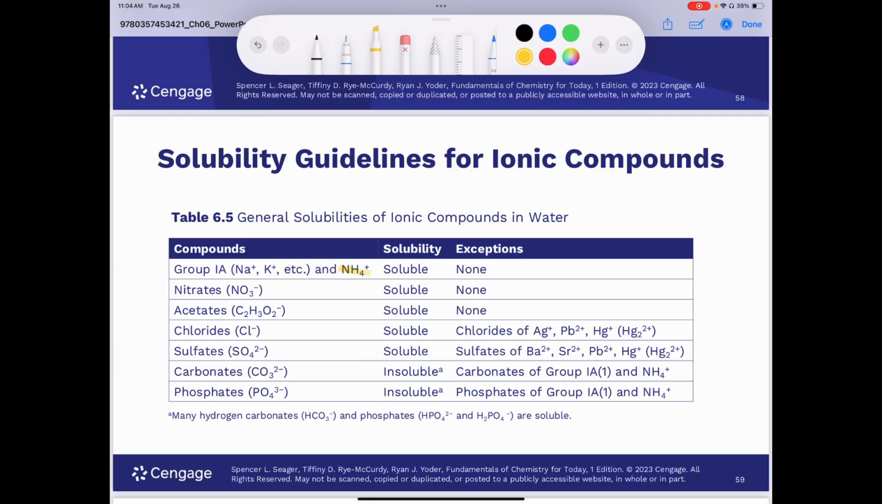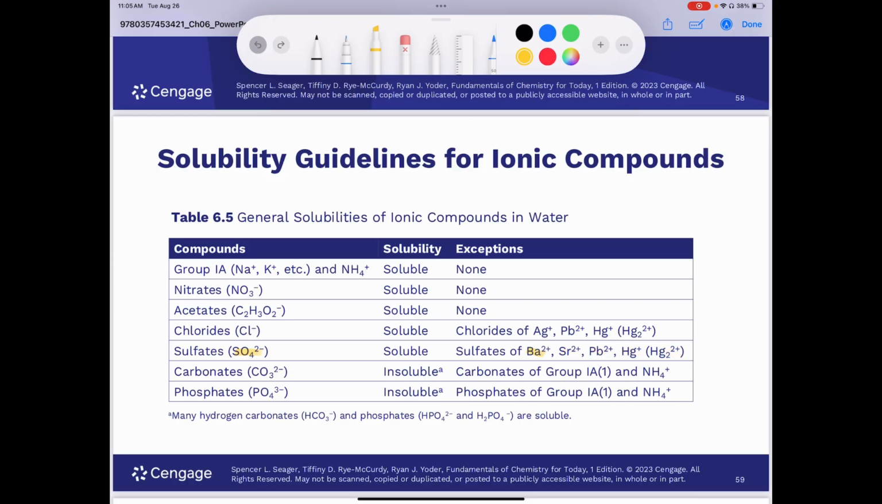Or if you have an ammonium ion as your cation, that is generally going to be a soluble compound. There won't be any exceptions to that. If you have a nitrate or an acetate as your anion, those are also going to be soluble, and we won't have any exceptions to those. Chlorides are also soluble, except for chlorides of silver, lead 2, mercury, and mercury 2. Sulfates are also quite soluble unless they're sulfates of barium, strontium, lead 2, mercury, and mercury 2.